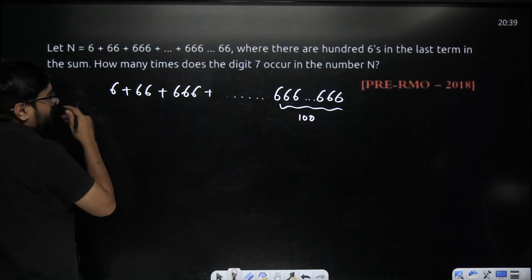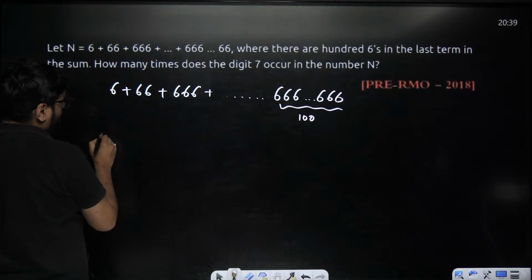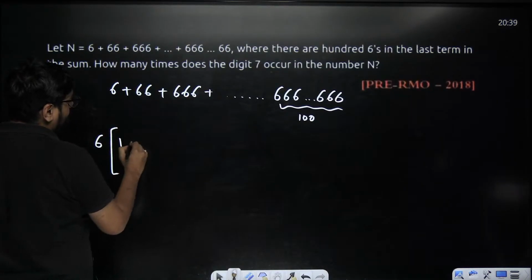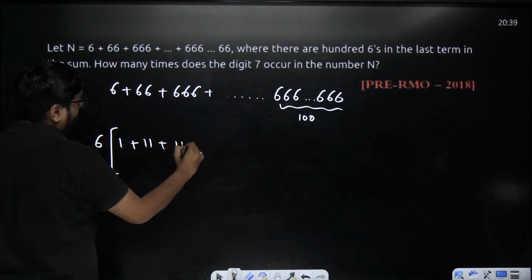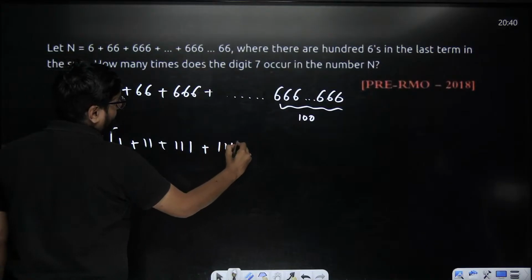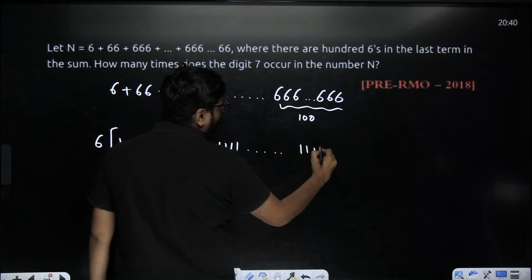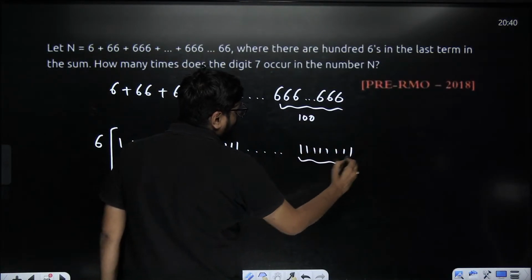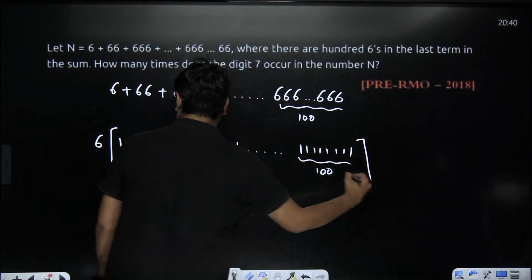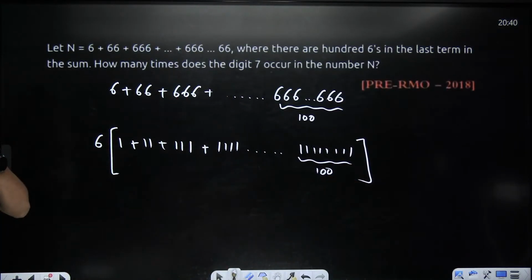First you take 6 common. So this will become 1 plus 11 plus 111 plus 1111, and so on, up to 1111... with 100 ones in the last term. Okay. Now, what should the next step be?